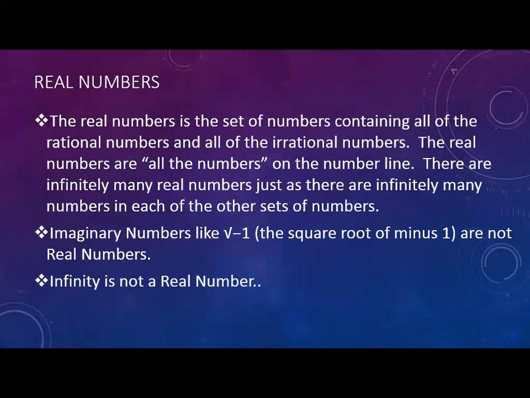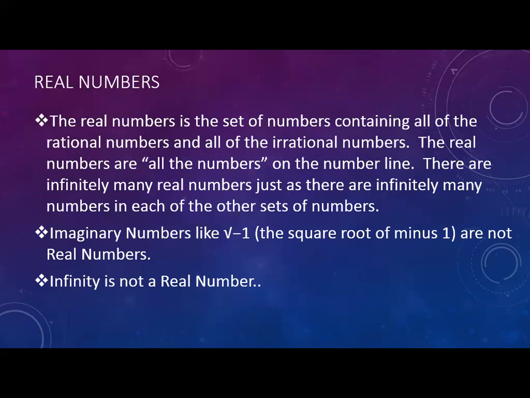Next, real numbers. The real numbers are a set of numbers containing all rational numbers, which we saw already, and all of the irrational numbers, that also we saw. And the real numbers are all the numbers on the number line. So the number line, if you take it, will have 0, and on the right hand side you will have the positive numbers and on the left hand side you will have the negative numbers. And in between the positive or in between the negative numbers, you will have different types of fractions. So all those things come under the real numbers. If you consider this line diagram, it will cover all the numbers.